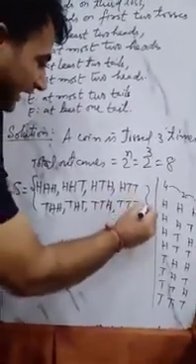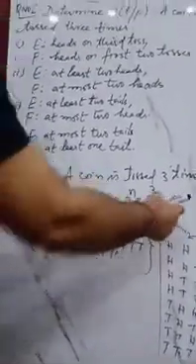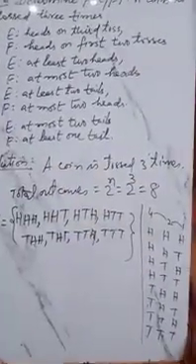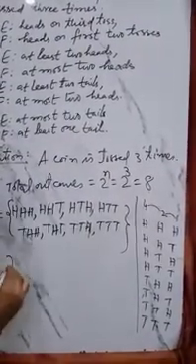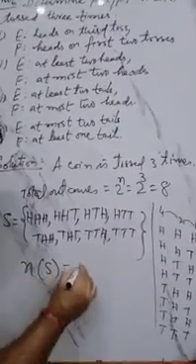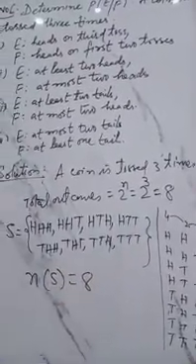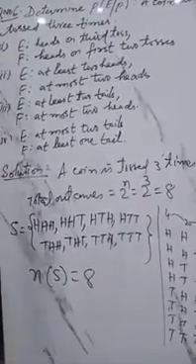So these are the 8: 1, 2, 3, 4, 5, 6, 7, 8. The total outcomes is 8. So this is the sample space for it. Therefore we can write n(S), what is n(S)? That is 8. Now let us start with the first part.